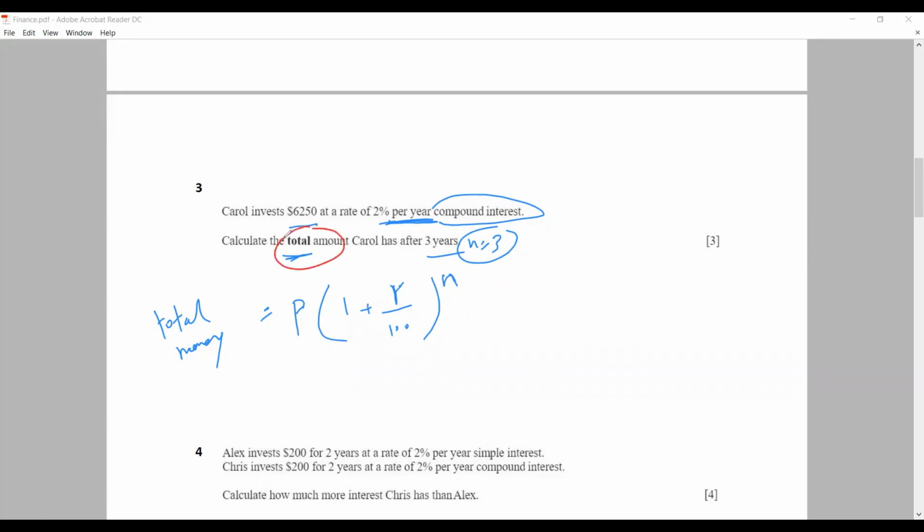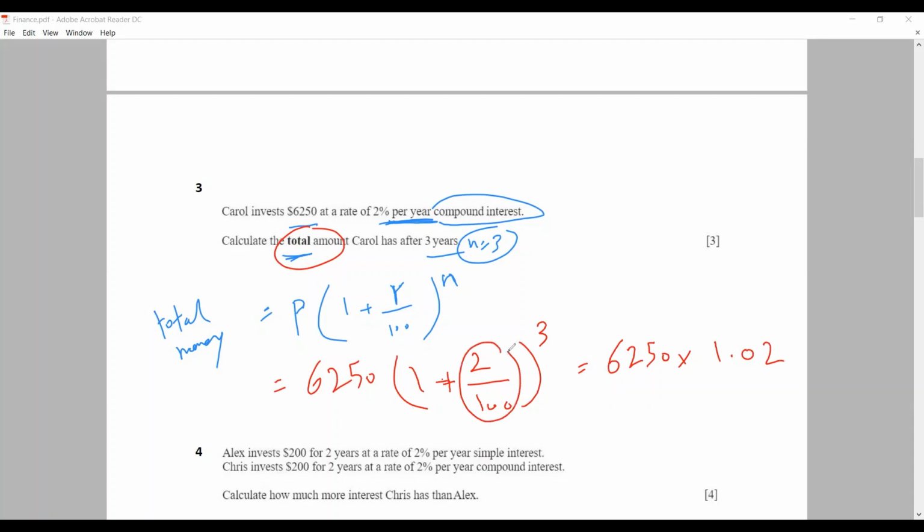So it's not really tricky. You just use the equation. P is 6,250, 1 plus 2 over 100, right? And raised to the power of 3 after 3 years. That would be equivalent to multiplying 6,250 by 1.02, right? 2% is 0.02. You add it with 1 and you get 1.02 raised to the power of 3.